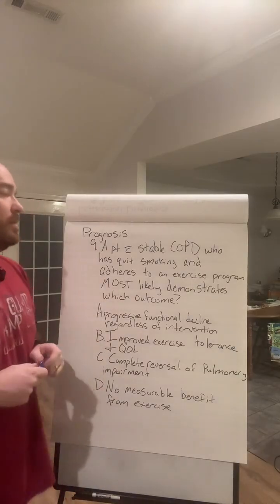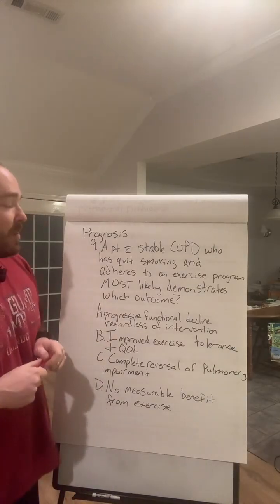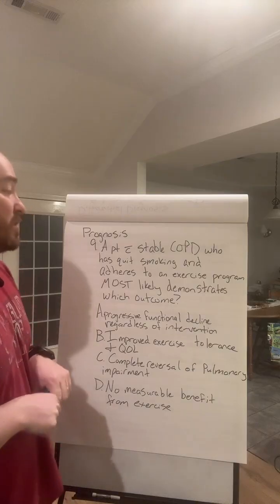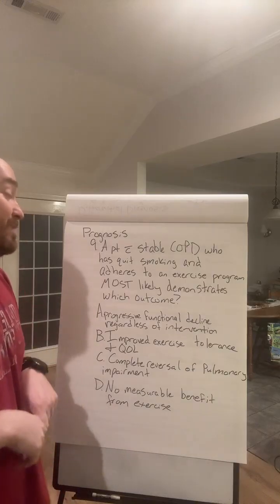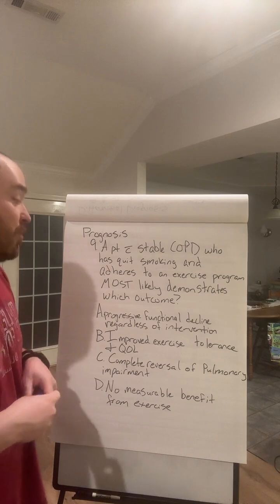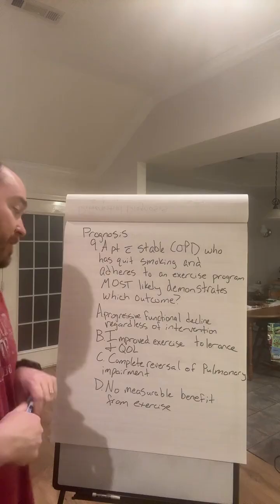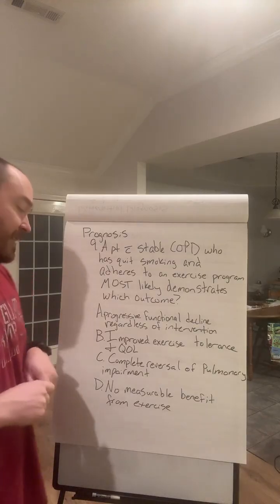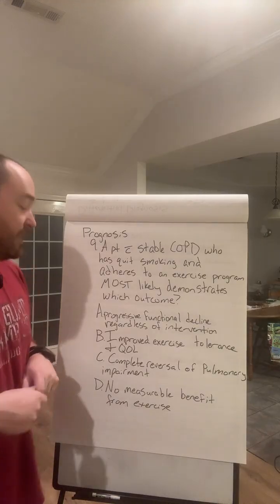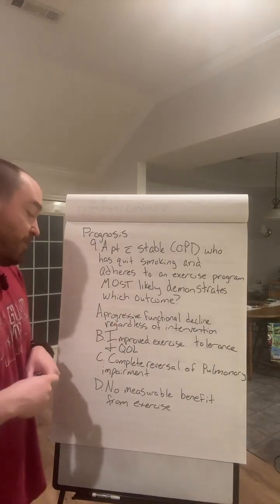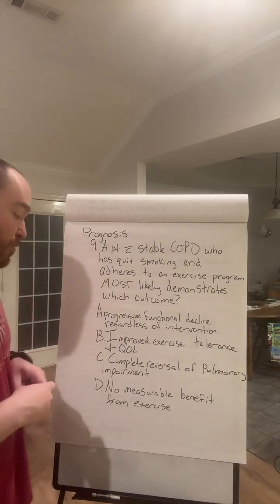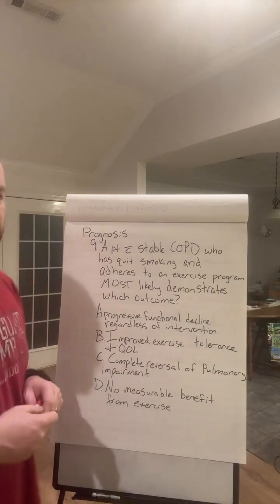Prognosis for cardiopulmonary conditions. A patient with stable COPD who has quit smoking and adheres to an exercise program most likely demonstrates which outcome? A, progressive functional decline regardless of intervention. B, improved exercise tolerance and quality of life. C, complete reversal of pulmonary impairment. Or D, no measurable benefit from exercise.